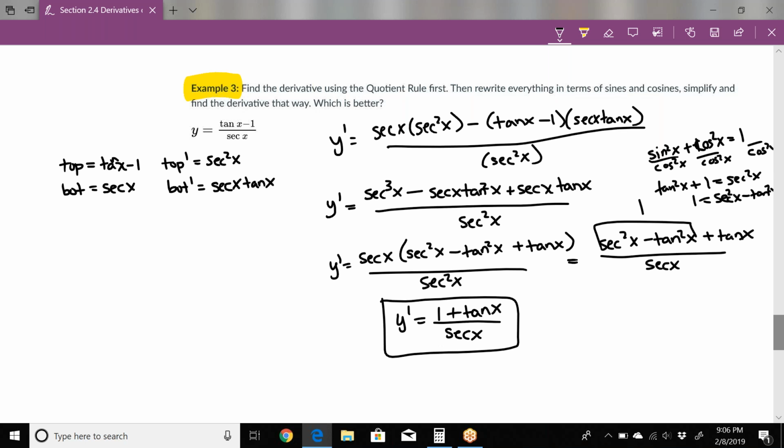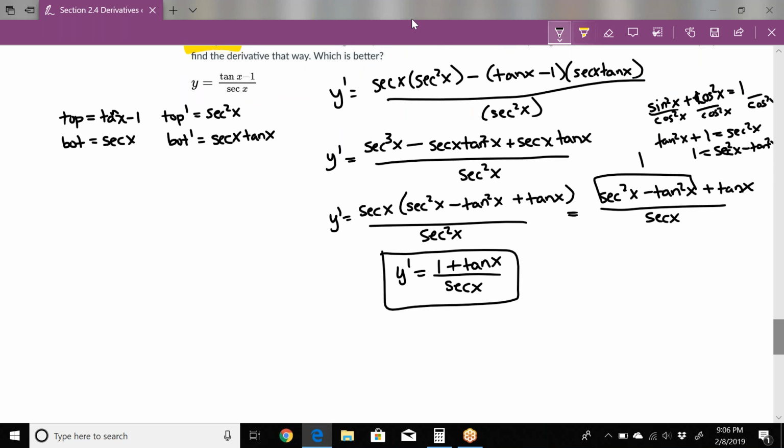Okay, the other way said, what if we changed all of these to sines and cosines, and then we did the derivative again using that? So let's start off again by just looking at our original function, and we're going to change everything to terms of sines and cosines. I'll do this in a different color so you can see this. So this would be sine of x over cosine x minus 1 over cosine x. I would then simplify some of this if I could.